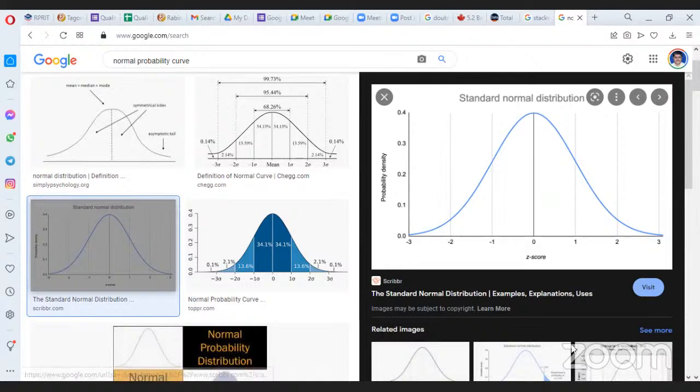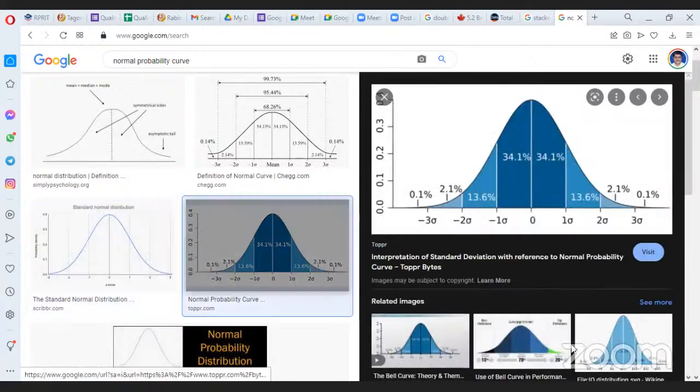Now you can find the three sigma rule. What is this 3 sigma? Here you will find the 34.1 and 34.1, so 68.2.